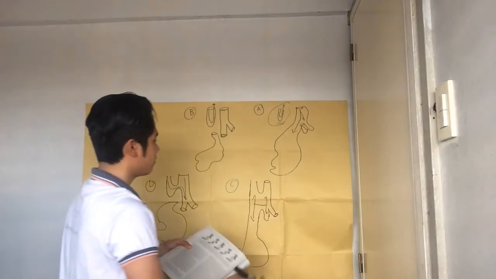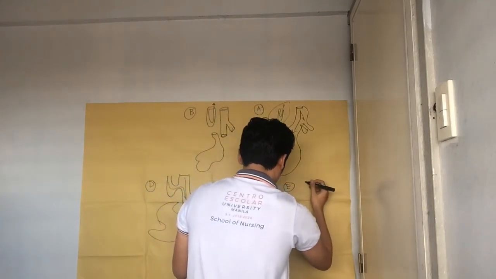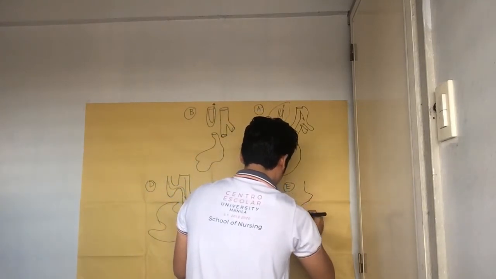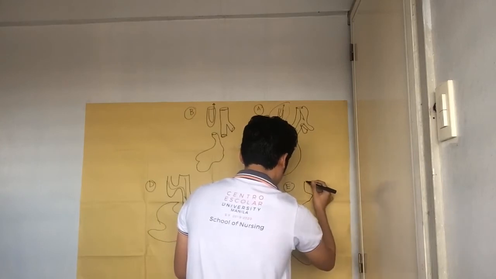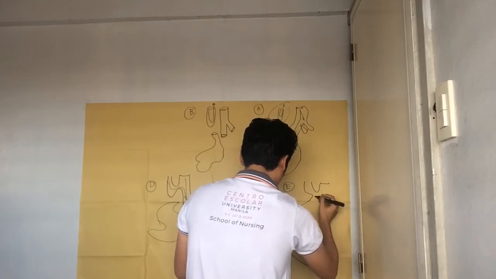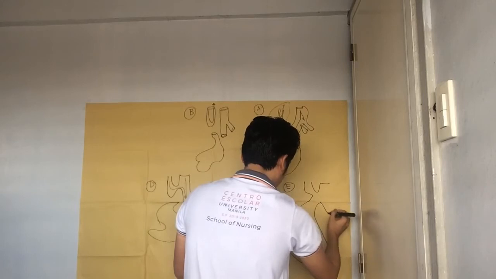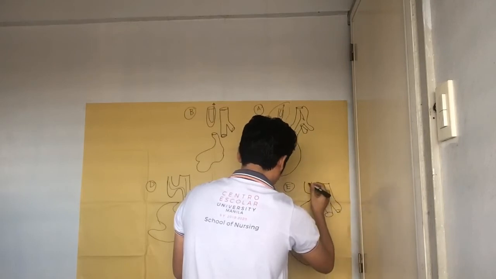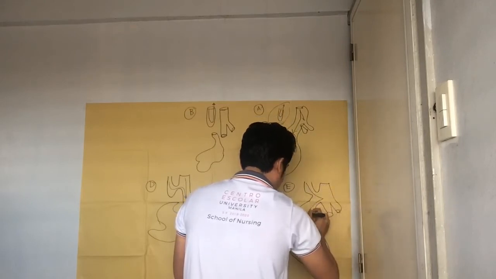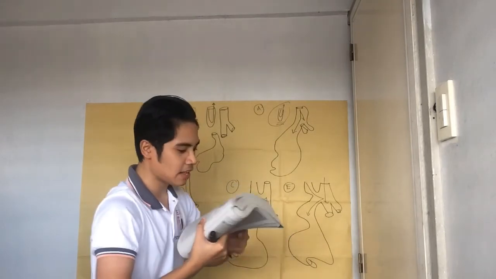And then the last type, type E. The last type is the type E. It says that a fistula connects to both upper and lower segments of the esophagus.